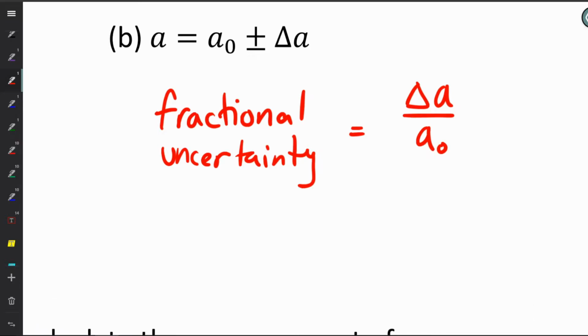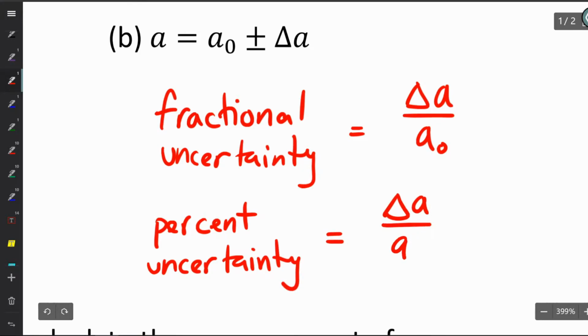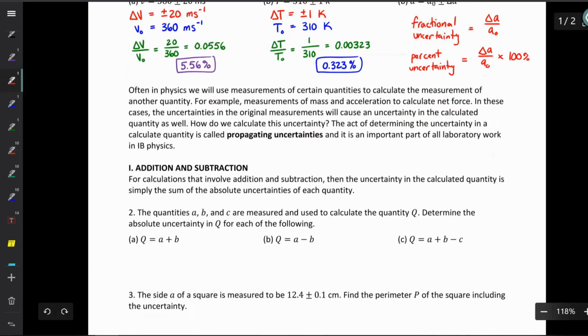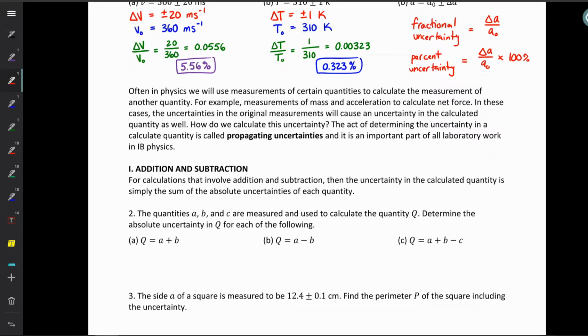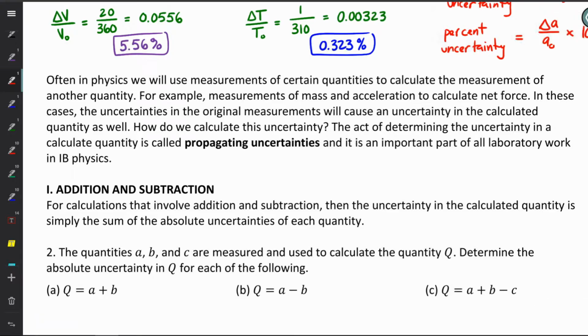And then the percent uncertainty is just that times 100%. Next, we're going to look at how you propagate errors. But before we do that, I want to read this paragraph to you because it'll explain it a lot better than what I just said.